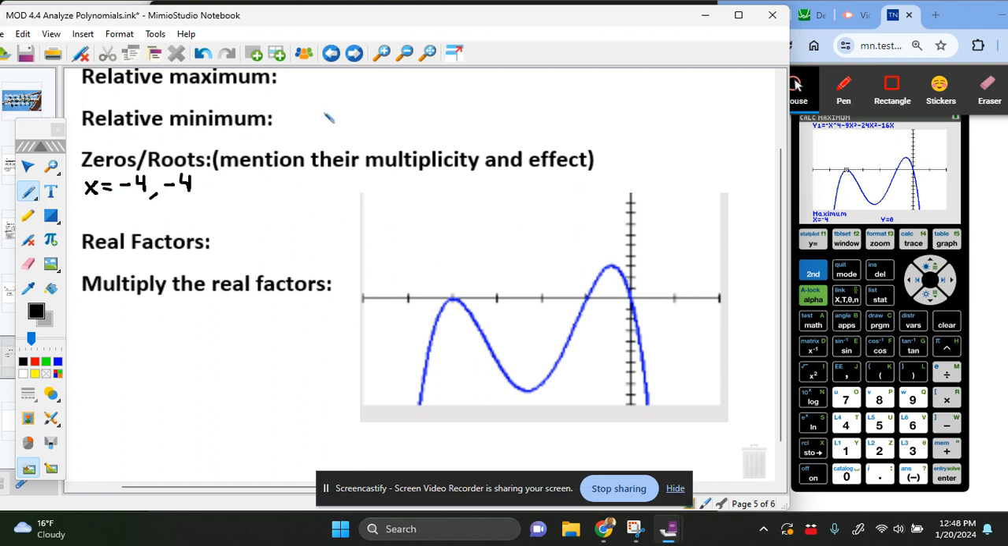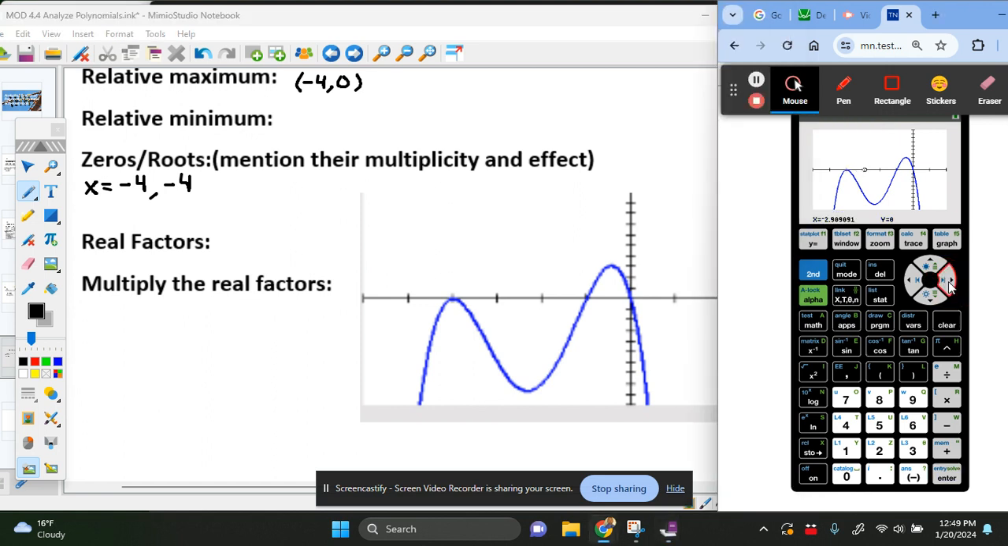Oh, that's the zeros. Wait, I need to put this maximum down as well. That maximum was right at -4, 0. In that relative area, it gets as high as 0, right at the x-axis. And I've got to find this relative minimum here, and then we'll go back and find this other maximum.